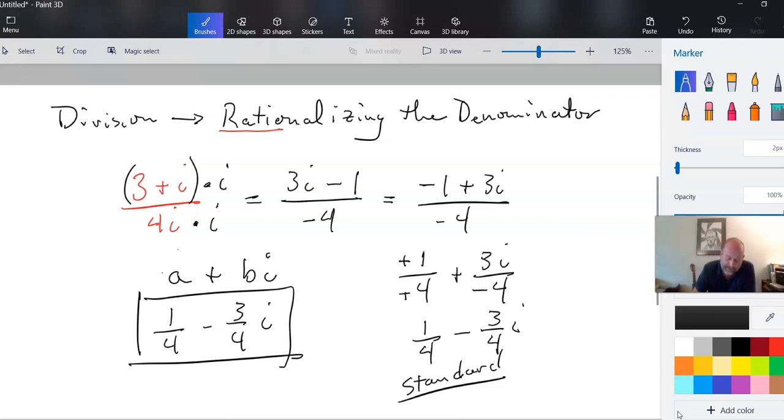Okay, so that's when you have a pure imaginary number in the denominator, right? If it's a single term, all you have to do is just multiply by i. If there's no i down there, there's nothing to do, right? You just need to massage it and get it into the standard form. So let's go ahead and take a look.